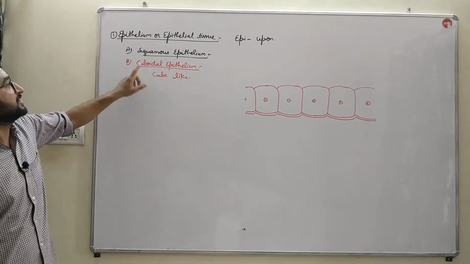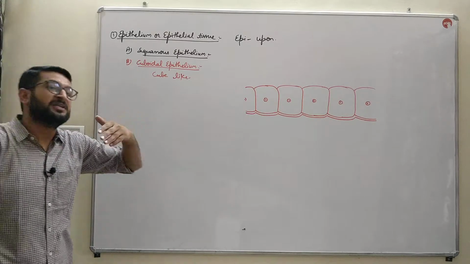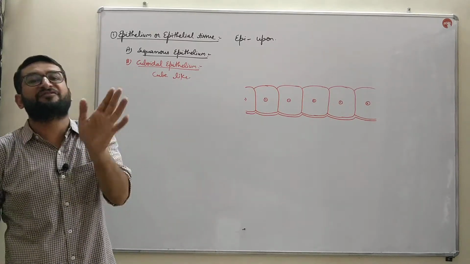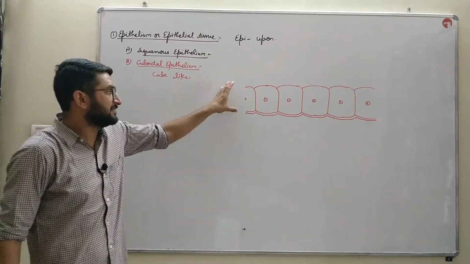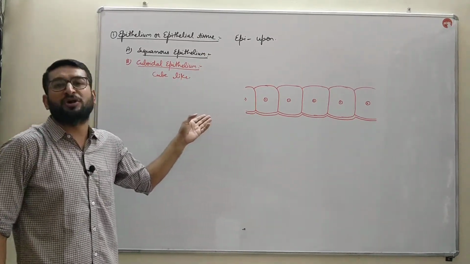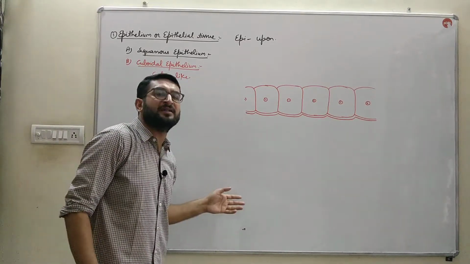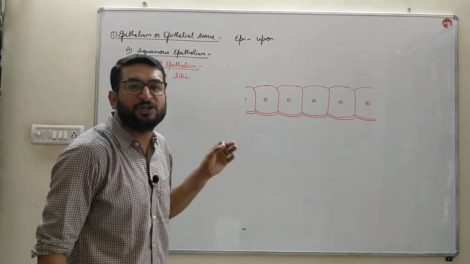It is also, just like the squamous, divided into two forms, simple cuboidal and stratified cuboidal. The simple cuboidal means a single kind of cells, like this. The diagram is of the simple cuboidal, and if it is multiple layered, that is known as stratified cuboidal epithelium.